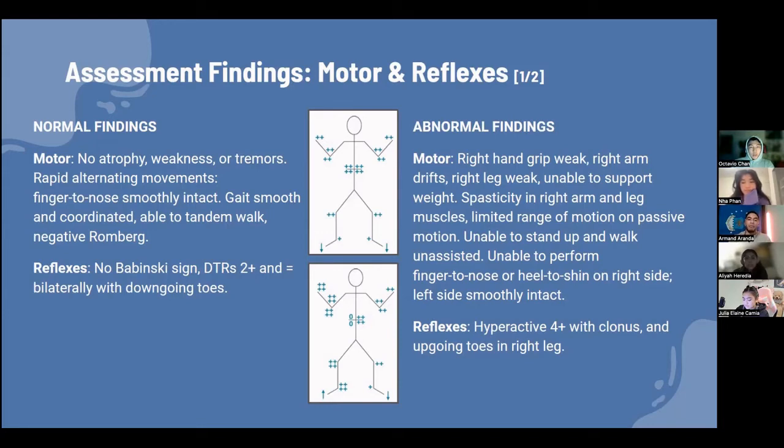And the articulation and the reflexes on the right are reported to be hyperactive with clonus, which is involuntary rhythmic contractions. So as for motor function, JT's right leg and his right hand grip are weak. His right arm drifts and he's unable to support his weight at this time. As expected with his right side, there's hyperactivity, which is noted on the homunculus there. His right arm and leg are spastic, and he has a limited range of motion, even with passive movements that we can help him with. In a finger to nose test, his right side fails while his left side is smooth. So taking a look at the table, let's go ahead and maybe move to the next slide.